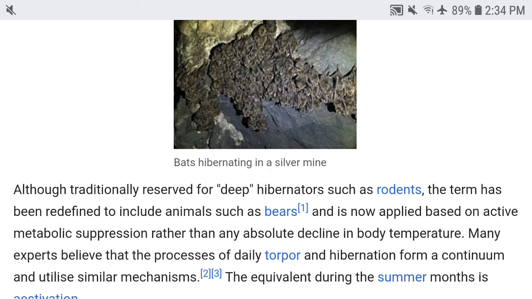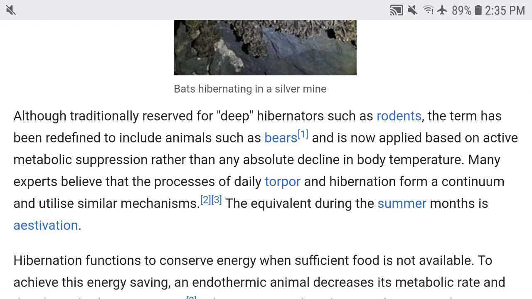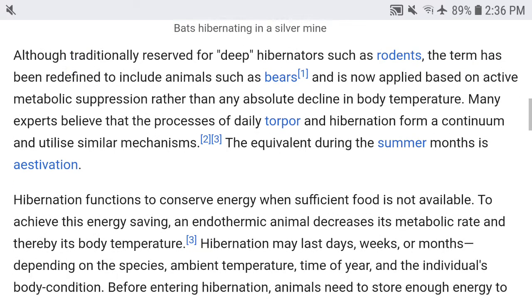Although traditionally reserved for deep hibernators such as rodents, the term has been redefined to include animals such as bears, and is now applied based on active metabolic suppression rather than any absolute decline in body temperature. Many experts believe that the processes of daily torpor and hibernation form a continuum and utilize similar mechanisms. The equivalent during the summer months is estivation.